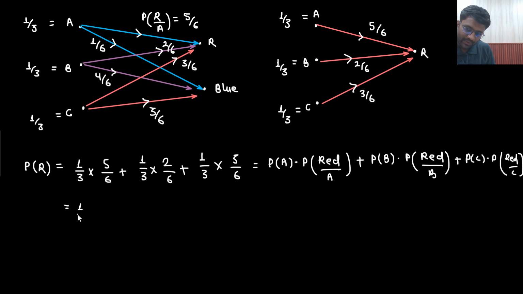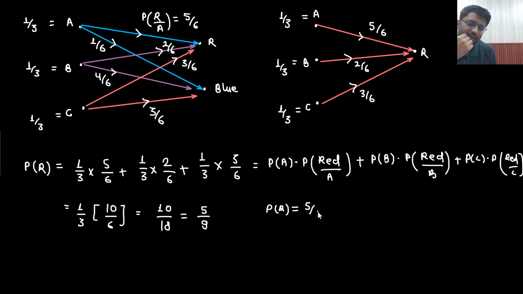So 1 by 3 will come common. Here 5 by 6 plus 2 by 6 plus 3 by 6, that is 10 by 6, right? 1 by 3 is common, 10 by 6. Okay, so 10 by 18 is the answer, or the answer would be 5 by 9. Okay, what is the answer? The probability of selecting a red ball is 5 by 9.